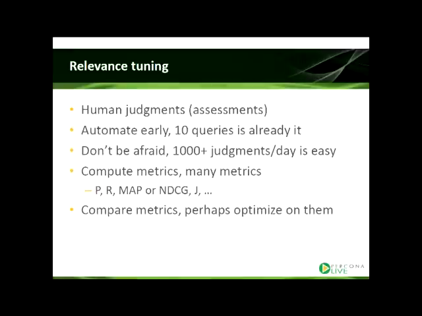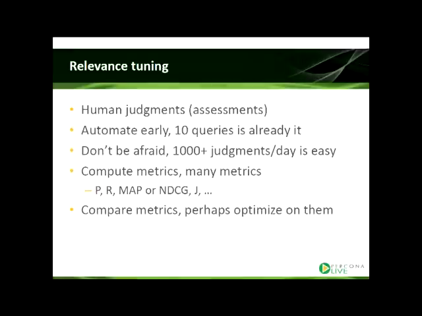Query: I need a train to Santa Clara from San Francisco. Document A, not relevant. Document B, not relevant. Document C, relevant. Document D, extremely relevant. I want this at the first position in my search results. And that's an actual human being, a tagged assessor, doing those judgments, assessments. You need to do that. If you're serious about your search quality, you will need to do that.